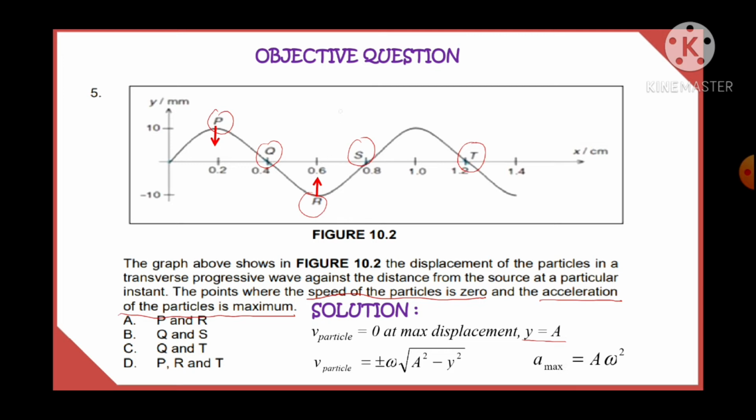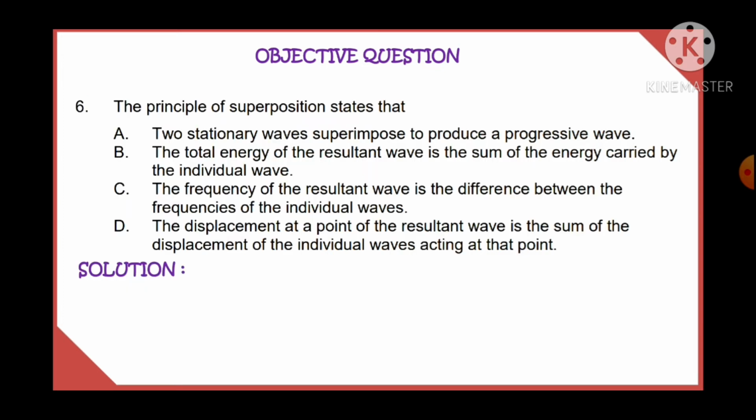If you compare with points Q, S and T, they do not obey what the question needs, because Q, S and T are at y equal to zero, the equilibrium position. So the answer is points P and R. Okay, now we go to question number 6.